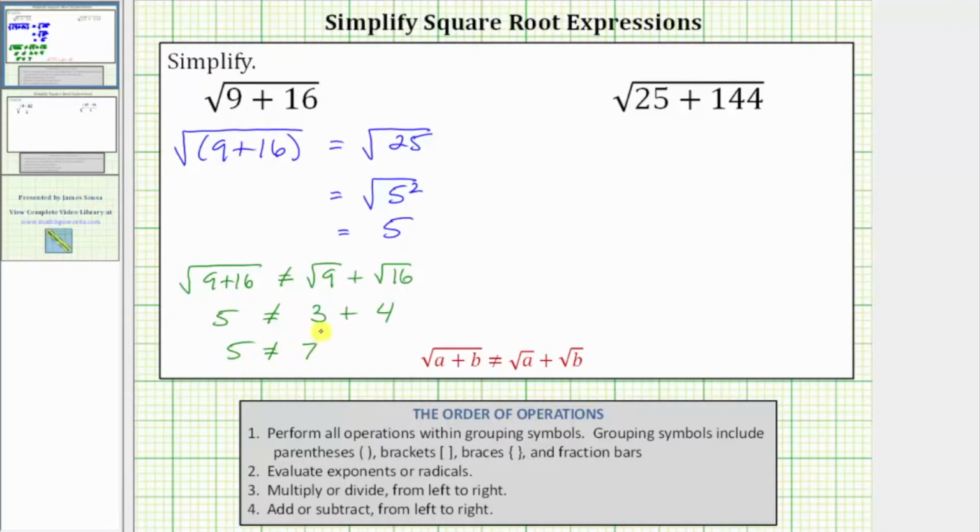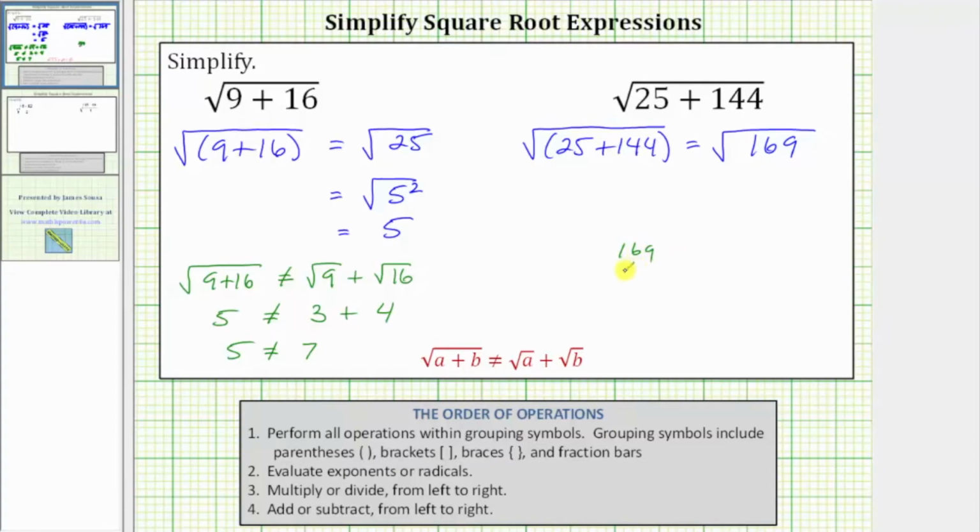For our second example, again, the first step is to simplify the radicand, or the expression under the square root. Let's go ahead and rewrite this as the square root, and then in parentheses, the quantity 25 plus 144. Next, we simplify the radicand, or determine the sum under the square root. 25 plus 144 equals 169. This simplifies to the square root of 169.